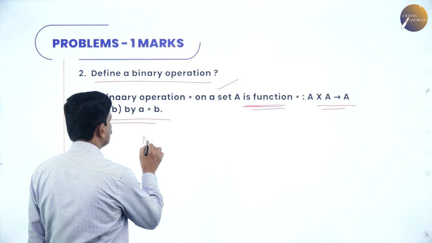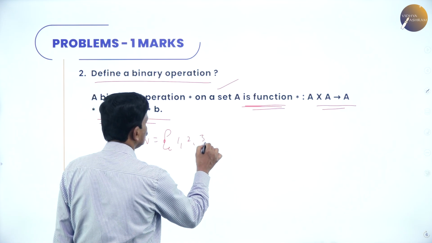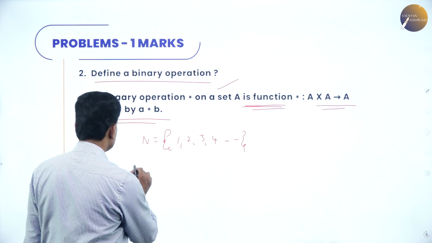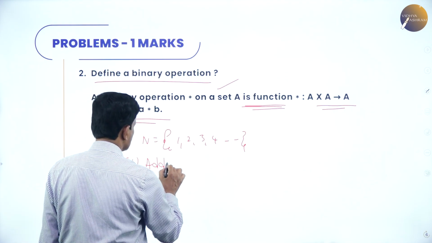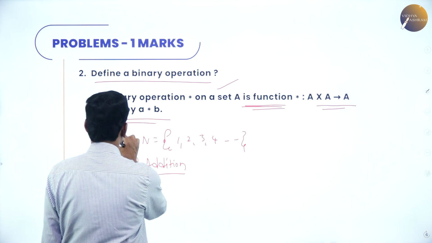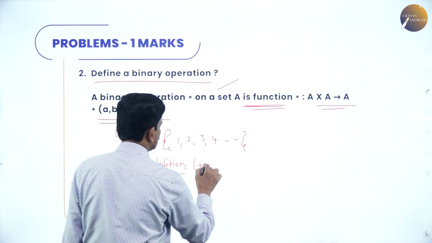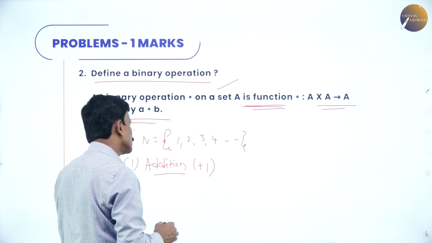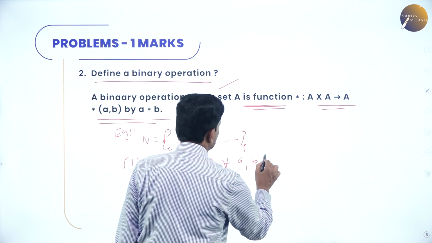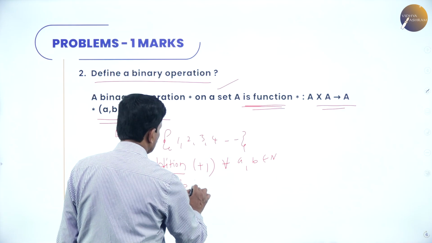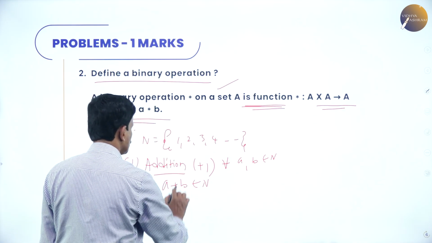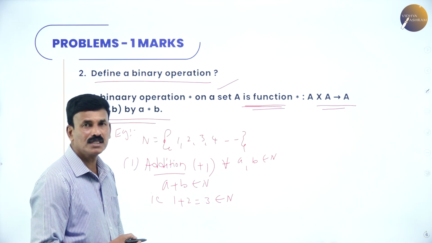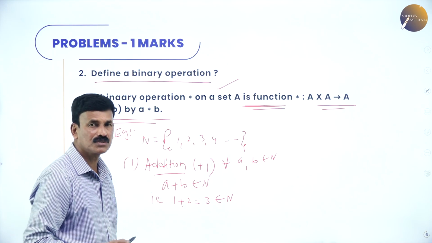On the set of natural numbers N is equal to 1, 2, 3, 4, etc., let us consider addition. For all A comma B belongs to N, if A comma B belongs to N, that is, let us take 1 plus 2 is equal to 3 belongs to N. Therefore addition is a binary operation on the set of natural numbers.